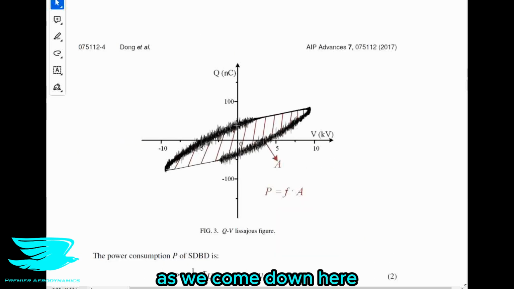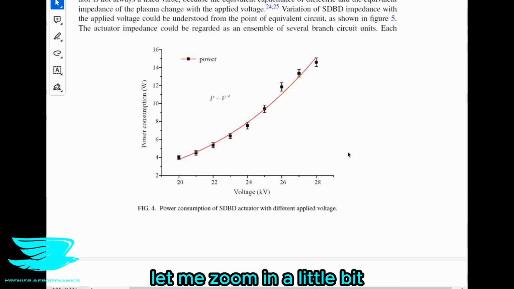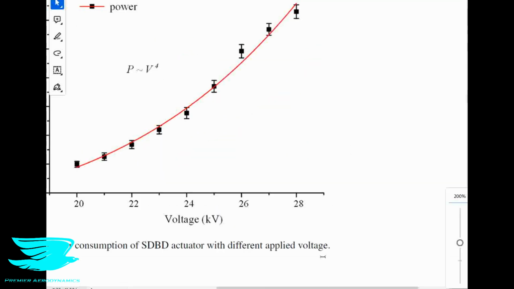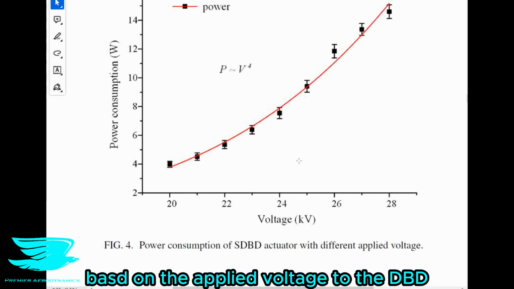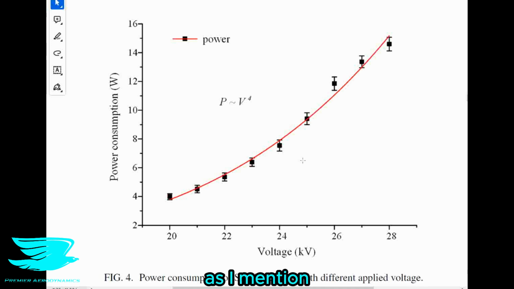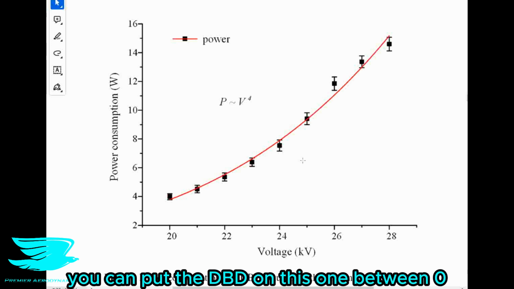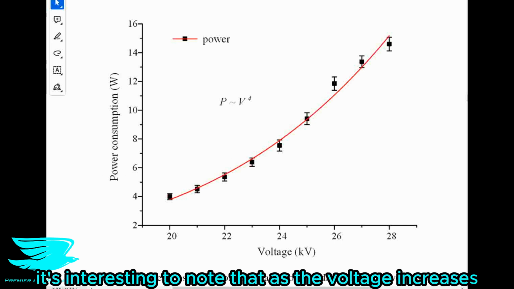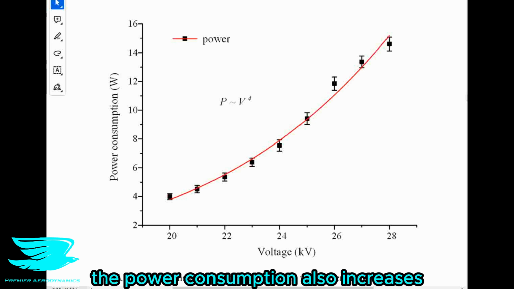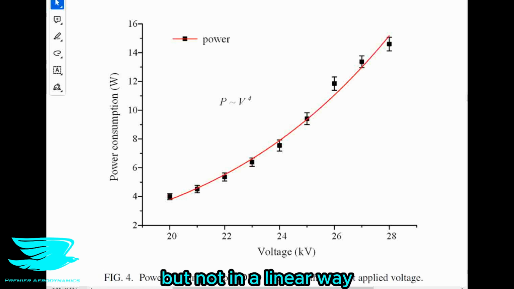So in figure 4, as we come down here, let me zoom in a little bit. Here we go. So in figure 4, we see how much power is consumed based on the applied voltage to the DBD. As I mentioned, you can put the DBD on this one between 0 volts and 30,000 volts. It's interesting to note that as the voltage increases that you apply to the DBD, the power consumption also increases, but not in a linear way.